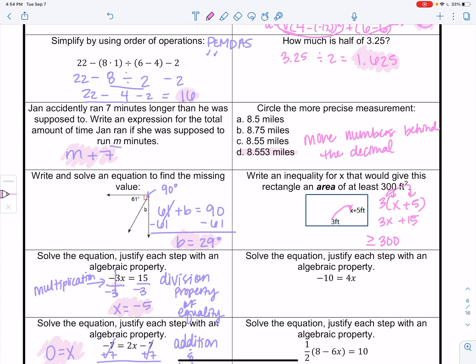So you have two possible options. You could do 3x plus 15 is greater than or equal to 300, or you could keep it with the distributive property not done yet and have it as 3 times x plus 5 is greater than or equal to 300. Either of those is correct.